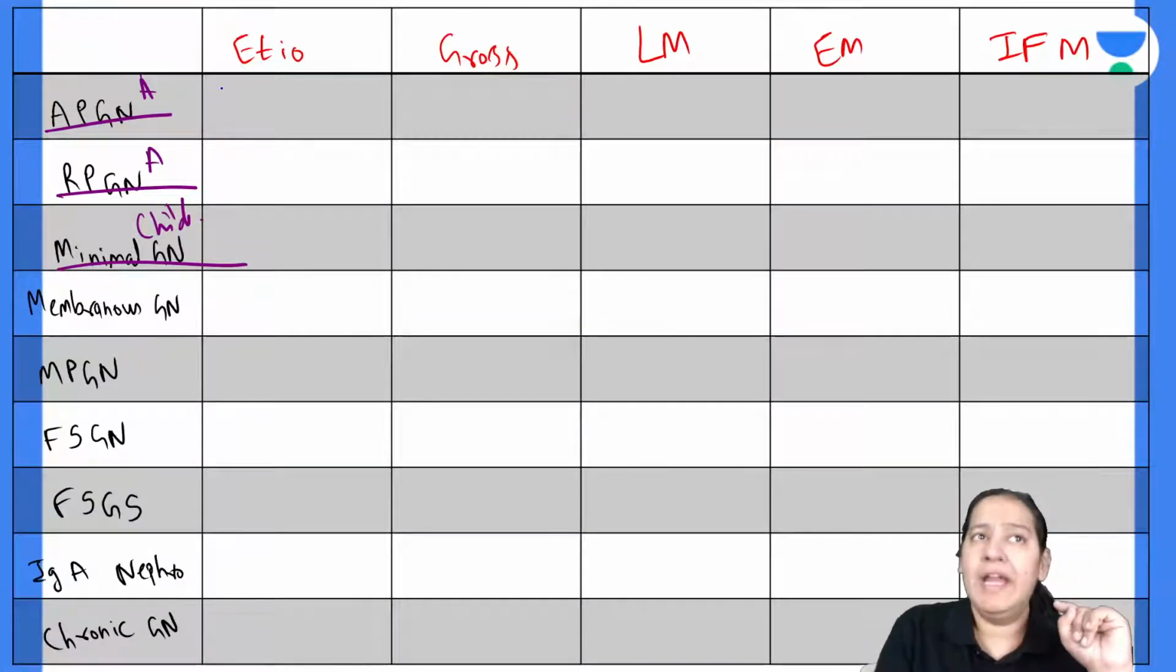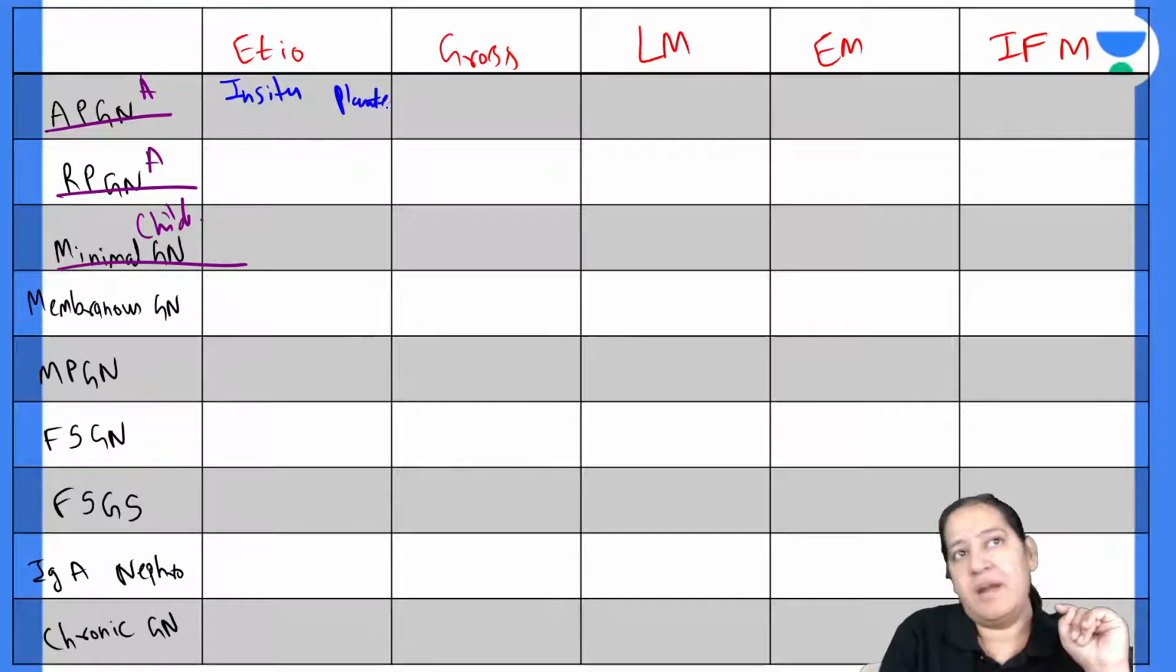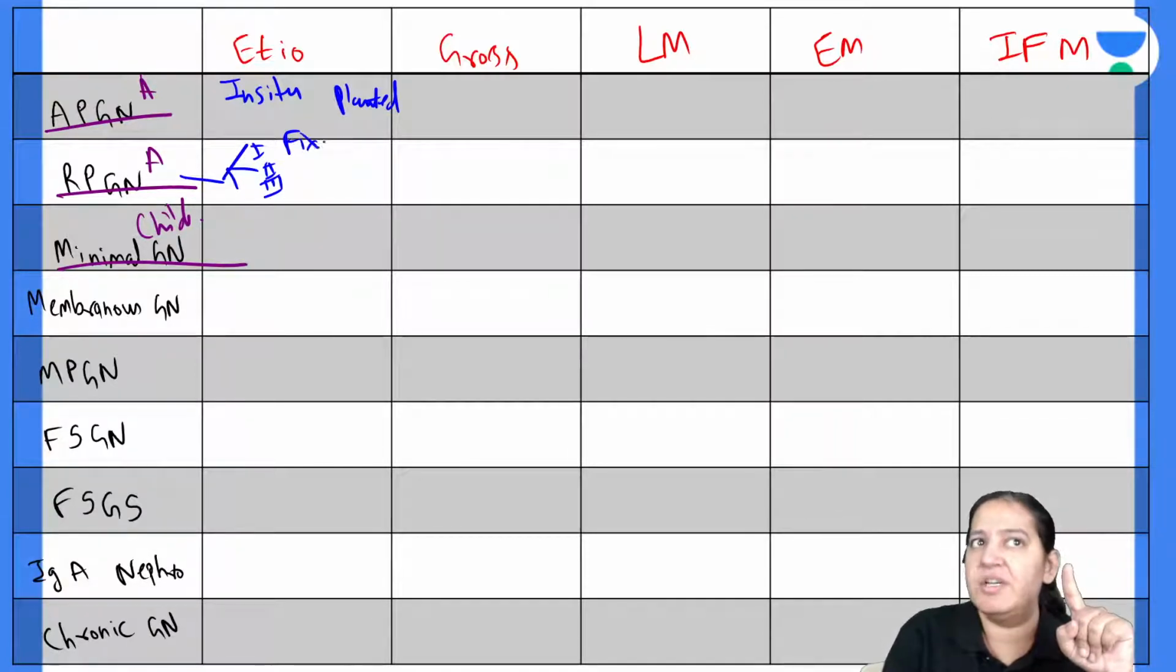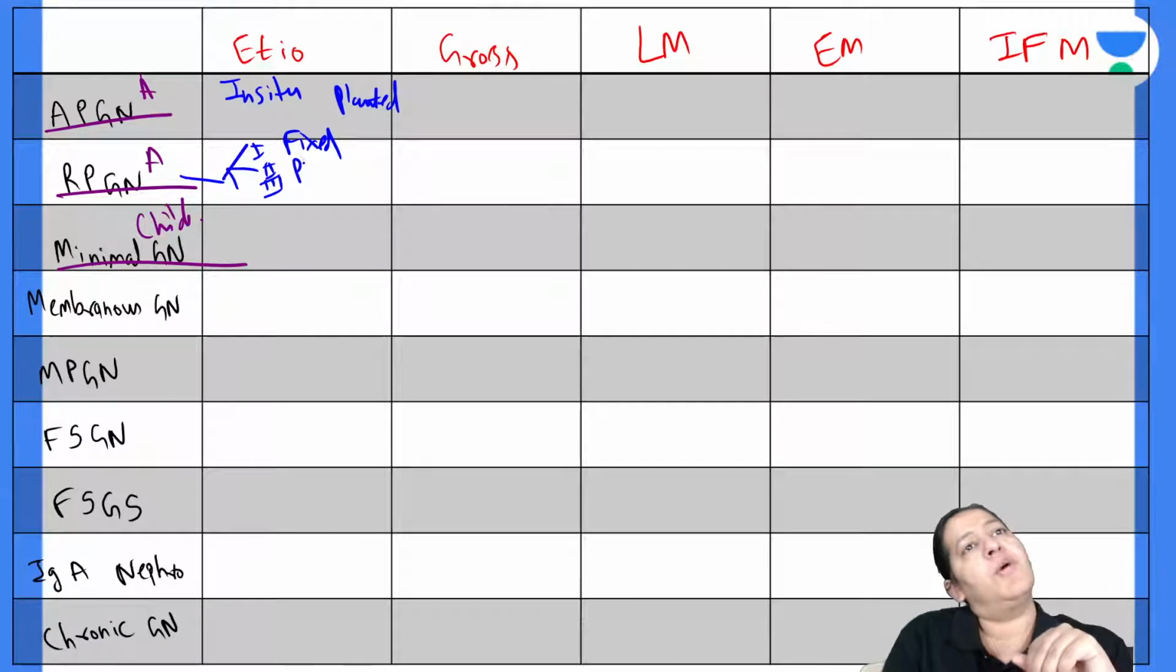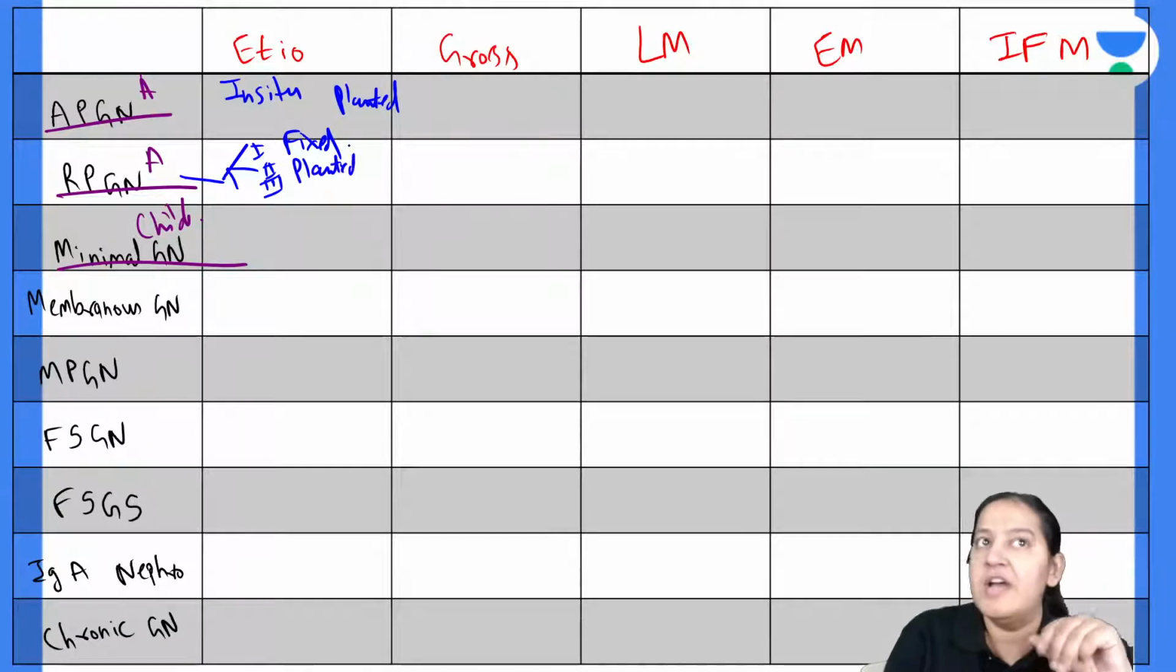APGN, the etiology is antigen antibody complex formation. In situ antigen antibody complex formation, which is formed against a planted antigen. Planted antigen is bacteria. RPGN is of three types, as I have told you: type 1, type 2, type 3. Type 1, it is in situ formation but against a fixed antigen. Type 2, in situ antigen antibody complex formation against a planted antigen. Fixed antigen is collagen. Planted antigen is again bacteria.